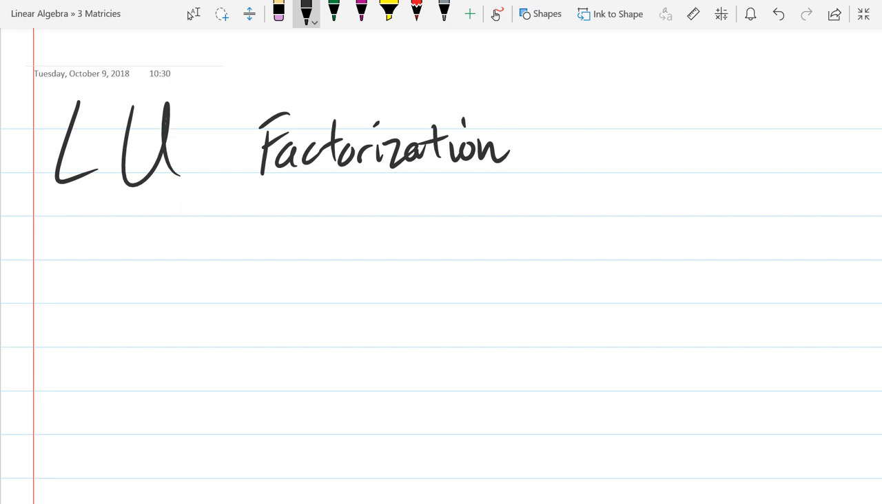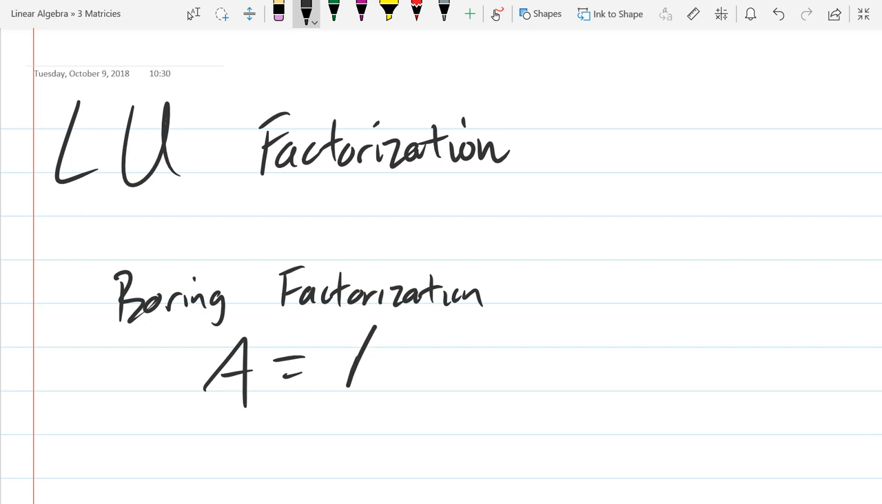So in this case, we're going to take a matrix and look at a way to factor it into a product of two special matrices. So let me show you a really boring way to factor something. So this is a boring factorization. A is equal to AI. Oh, wow, look, I factored a 1 out, or an I out in this case. So that's not terribly impressive.